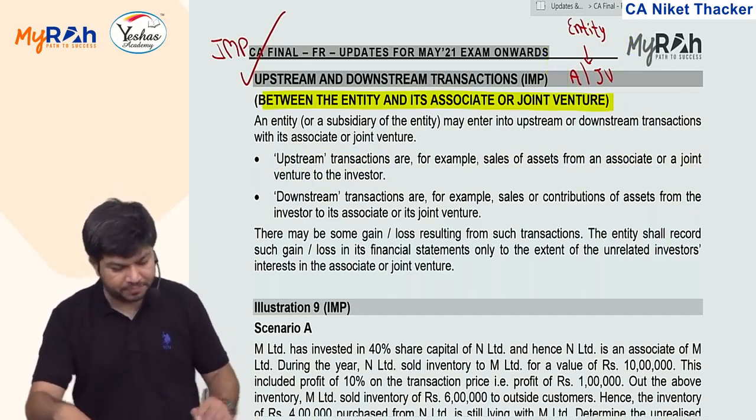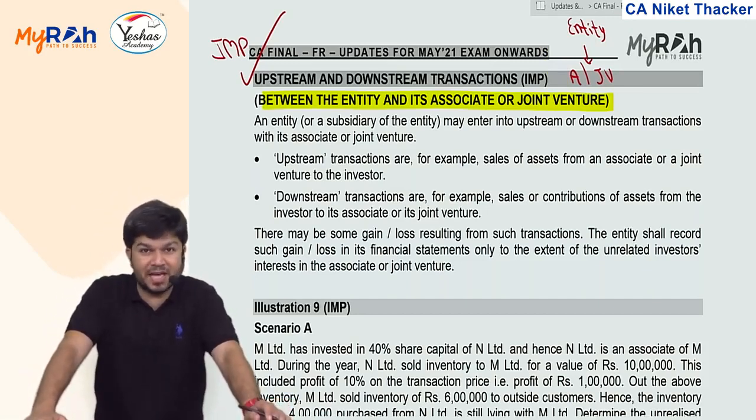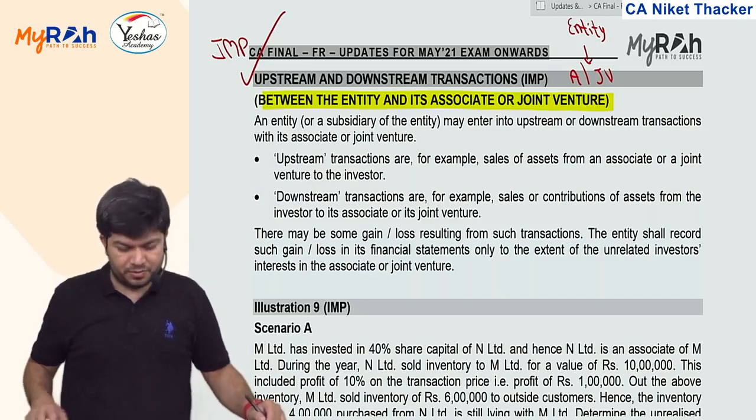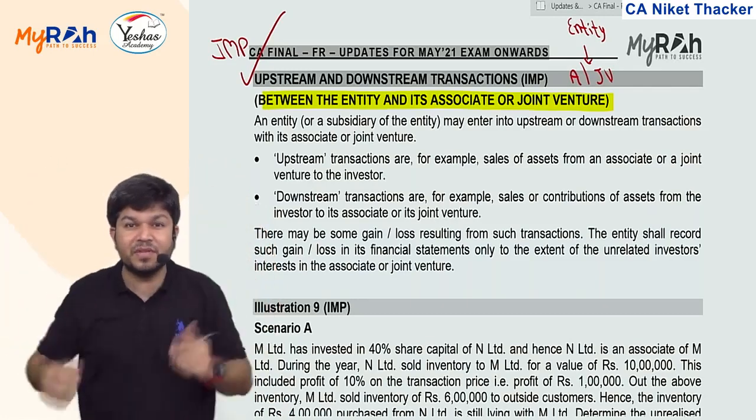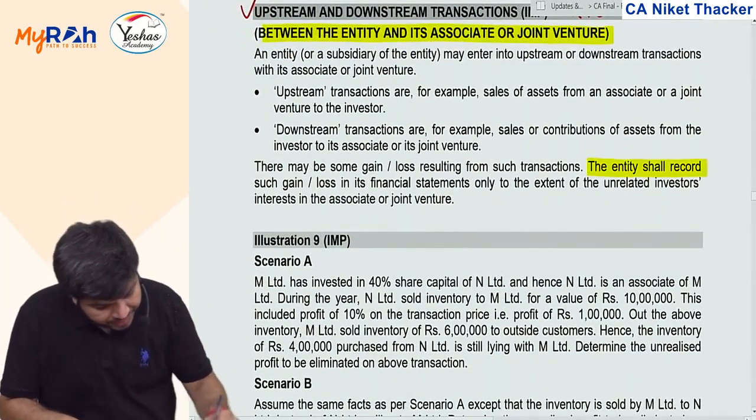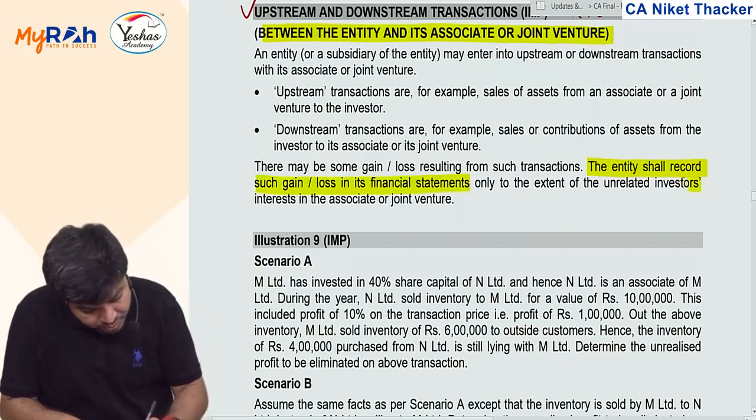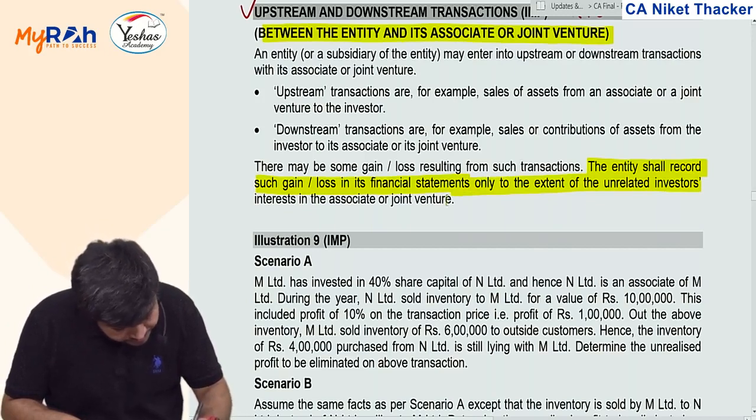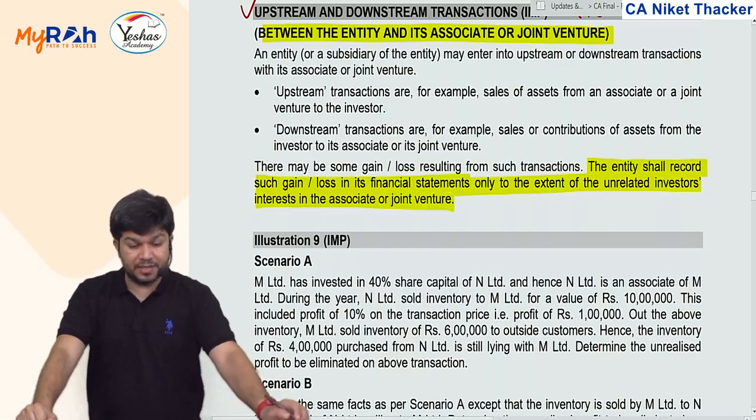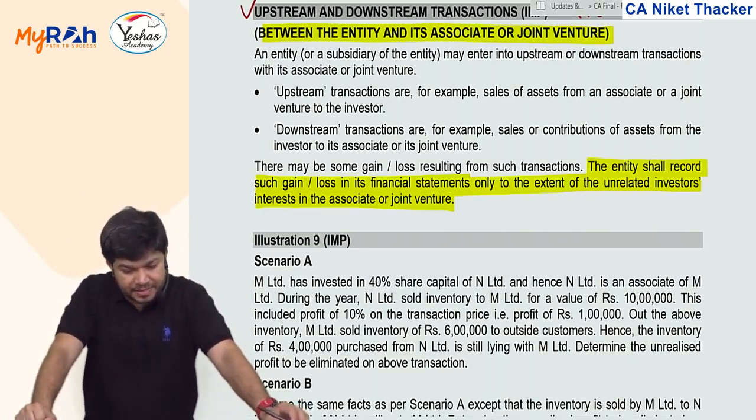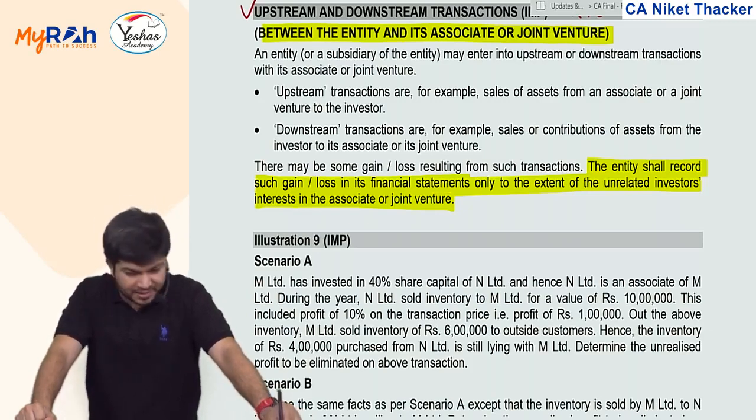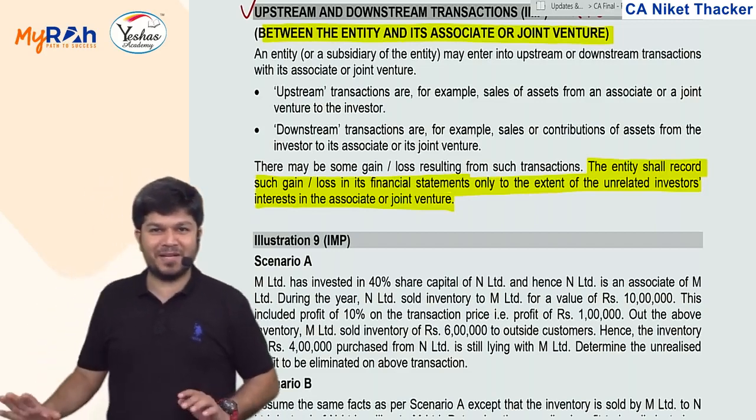So upstream, downstream. Now whenever there is an upstream or downstream transaction between entity and its associate or joint venture, there will be some gain or loss. So entity sold to associate, or associate sold to entity, there will be some gain or loss. How to record? Let's see. The entity shall record such gain or loss in financial statements only to the extent of unrelated investors' interest in associate or joint venture. So we should record profit or loss only to the extent of unrelated investors' interest in associate or joint venture. Sir, ये क्या है? What is this? Imagine, pay attention.